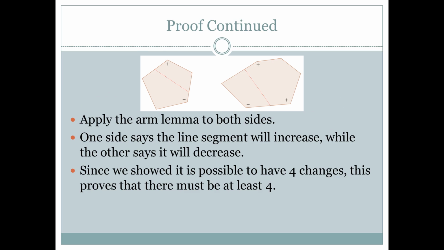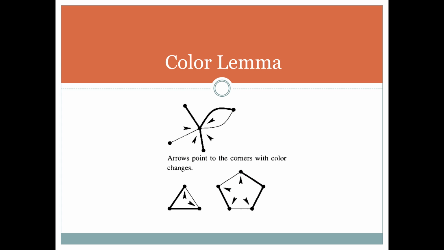We'll go through this. This must be at least 4 changes. So the last lemma we're going to go through is the color lemma. It's going to be slightly different from the other two, as this is going to talk about planar connected graphs. But again, we're going to be talking about a change in color. We're not going to go through the full proof for this, but kind of introduce it.